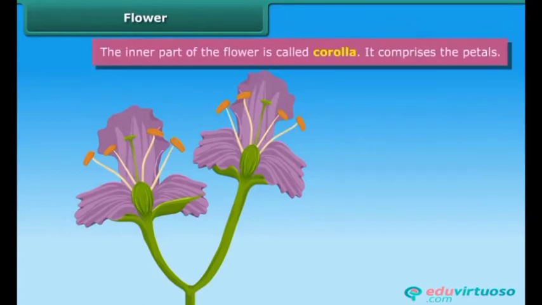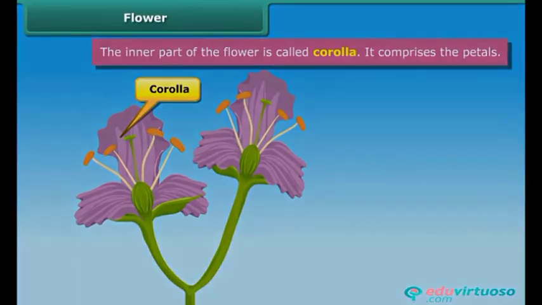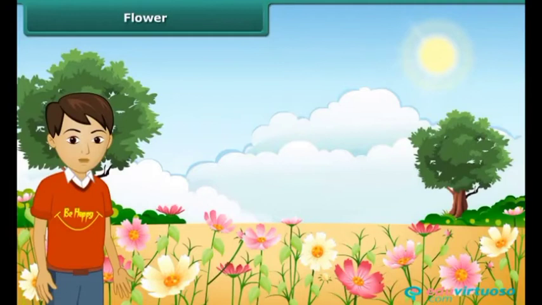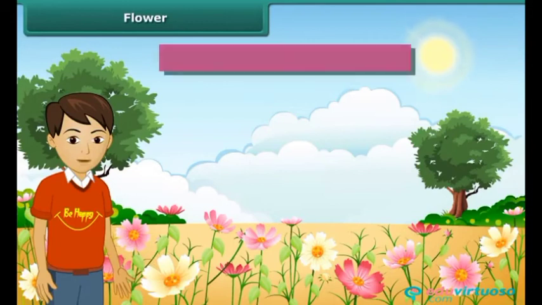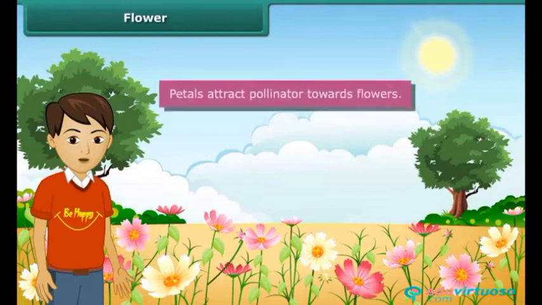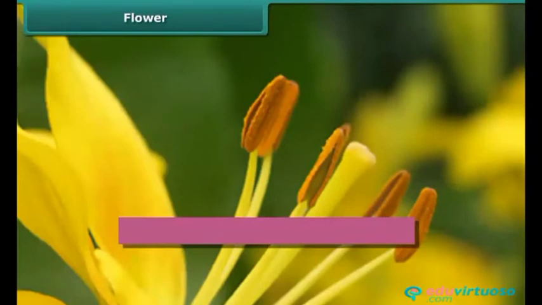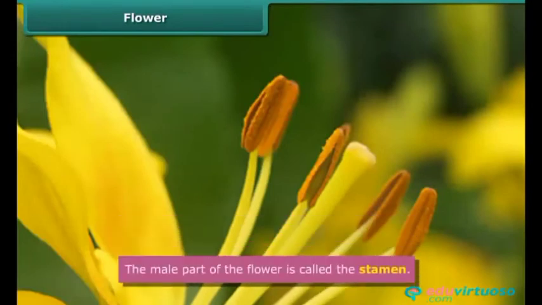Then the inner part of the flower is known as corolla. Okay, the inner part of the flower is known as corolla, and it comprises the petals. Outer part there were sepals, inner petals. So those are the 2 parts of the flower, outside and inside. Okay, these petals attract pollinators towards flowers because they are very colorful and attractive. So petals attract the pollinators.